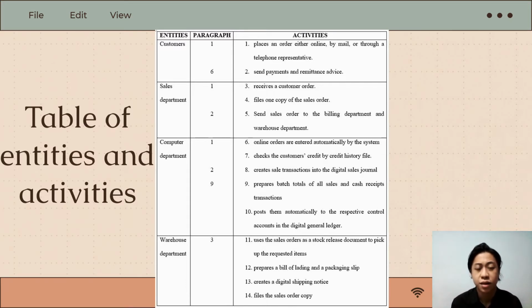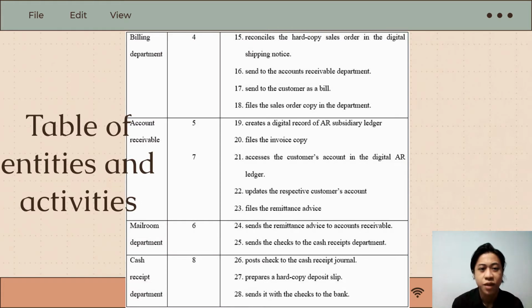There are 8 entities, which are customers, sales department, computer department, warehouse department, billing department, account receivable department, mailroom department, and cash receipt department. These activities on the right will be used in the next diagram.